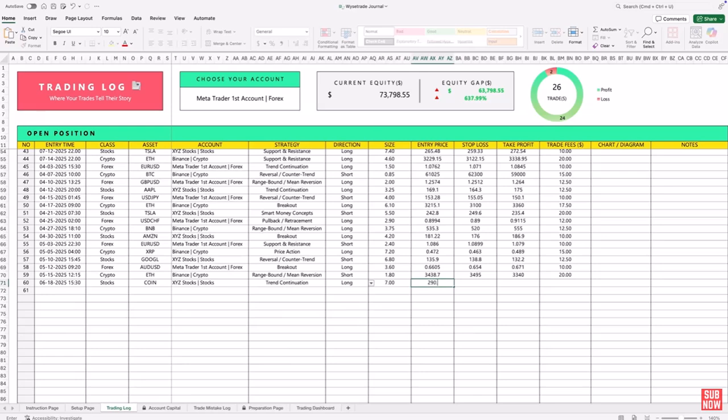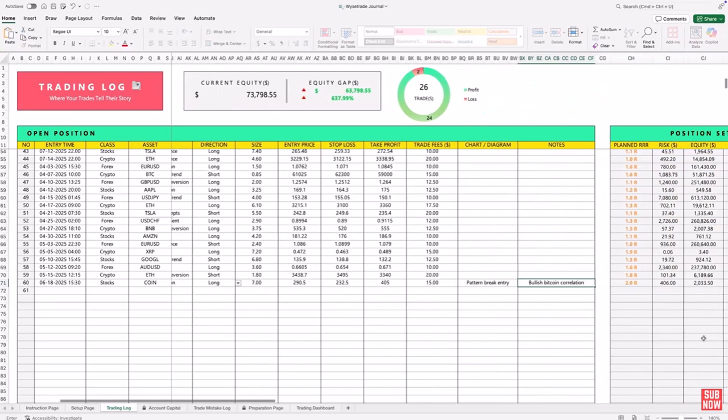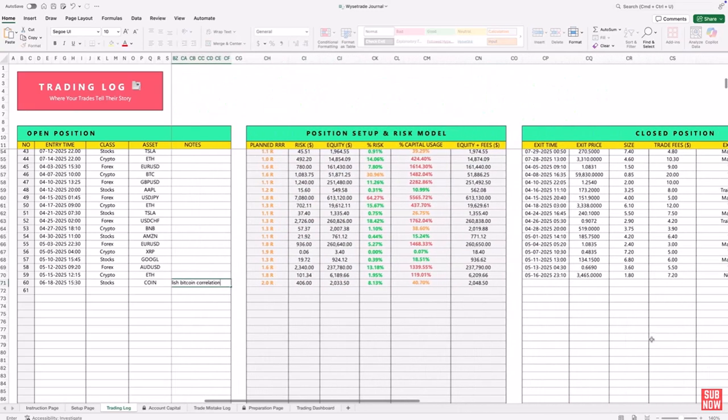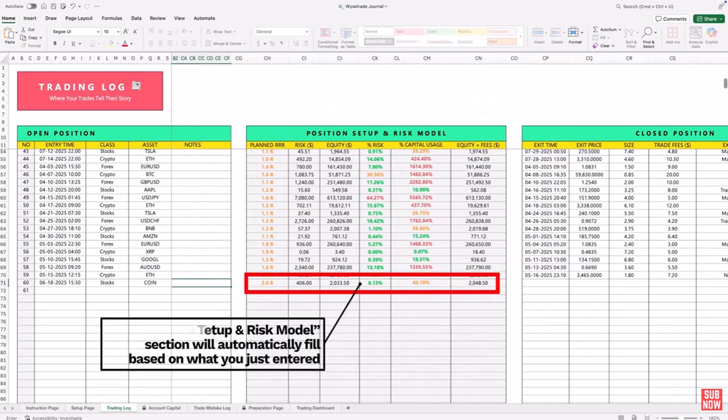Next, you enter the entry price, enter the stop loss price, enter your take profit, enter the trade fees. You should then add your entry reason here. So, for this specific trade, we'll add pattern break entry, and then add additional notes. Bullish Bitcoin correlation. Then once we scroll to the right, your position setup and risk model section will automatically fill based on what you just entered.